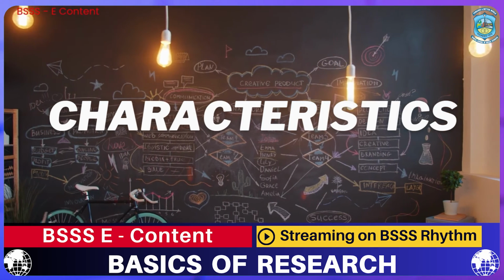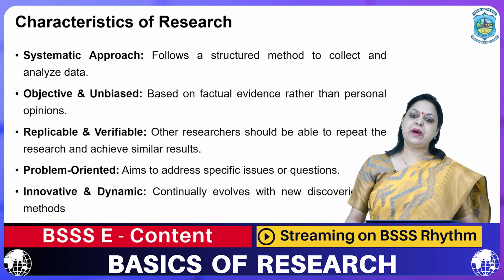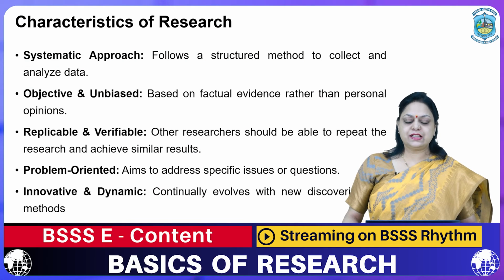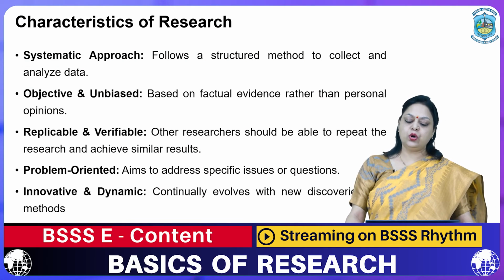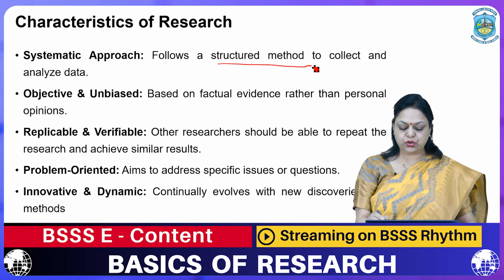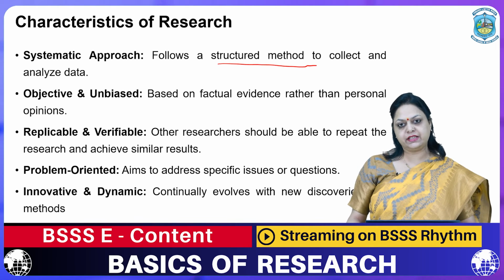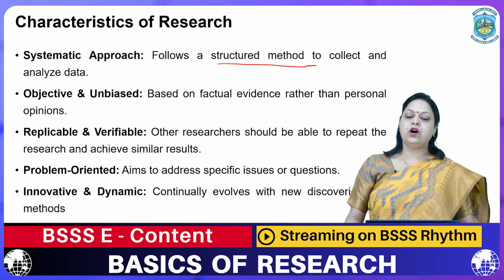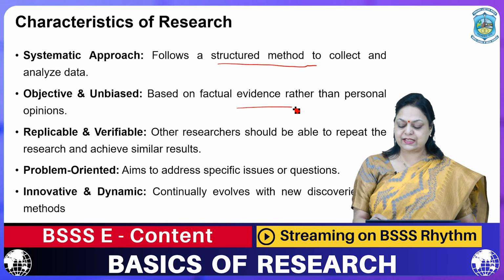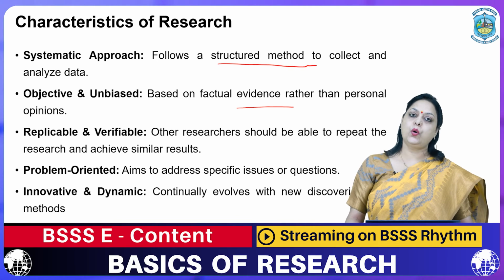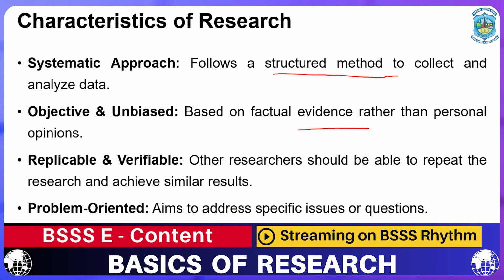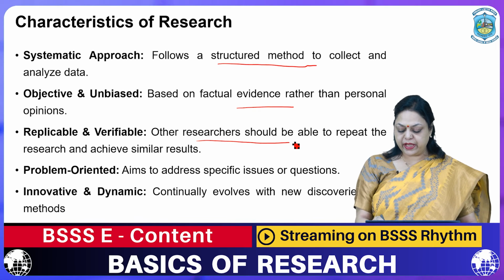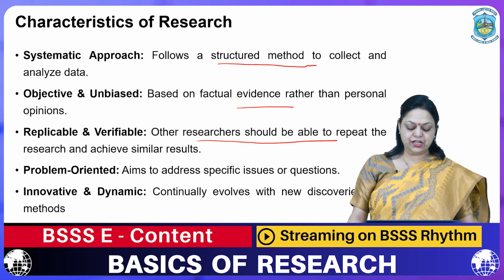Characteristics of research. First, systematic approach. Research follows a structured method to collect and analyze data. Objective and unbiased, based on factual evidence rather than personal opinions. Replicable and verifiable. Researchers should be able to replicate the research and achieve similar results.